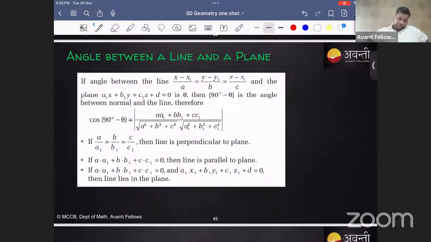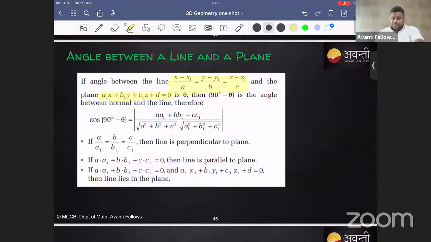Now, angle between a plane and a line. Now see, this is a line given to you: x minus x1 upon A is y minus y1 upon B is z minus z1 upon C. And there is a plane A1x plus B1y plus C1z equals to D1. Now they are saying angle between this line and this plane is theta.